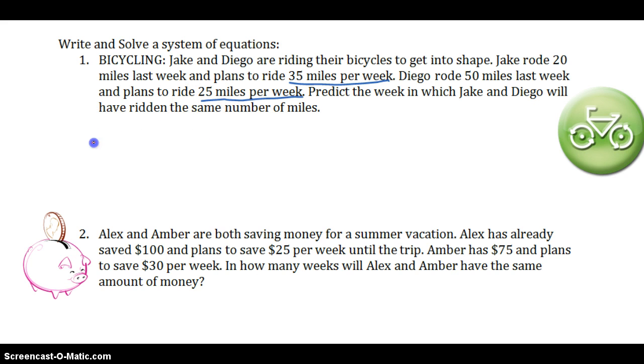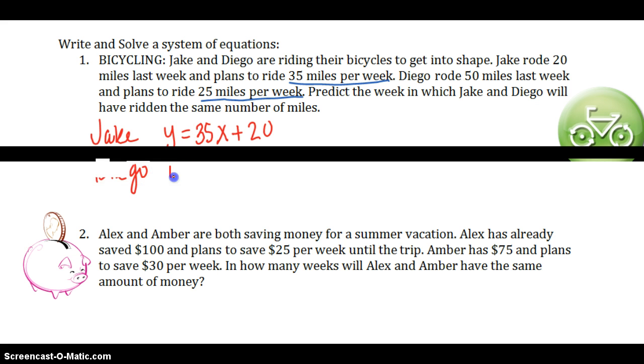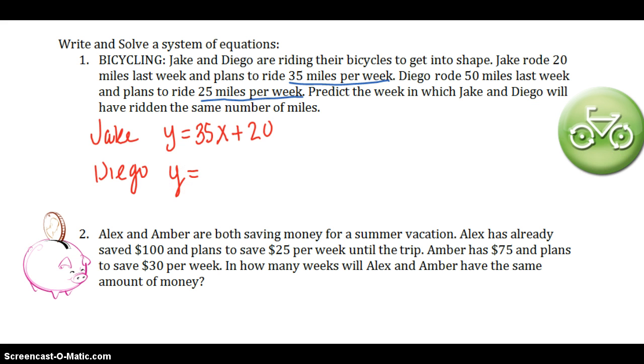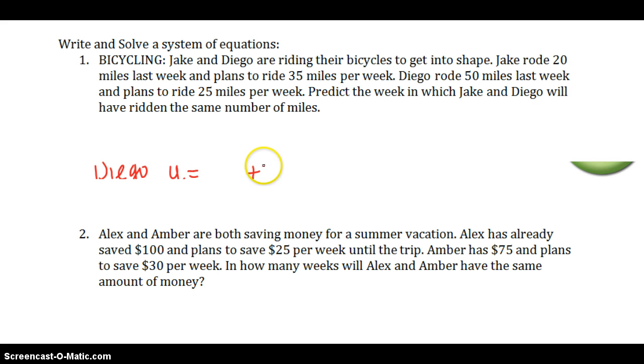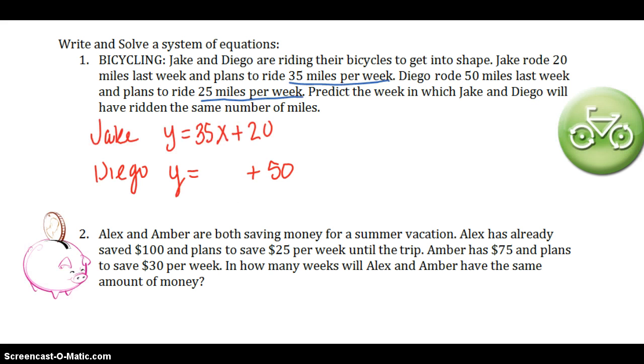So here we go. We'll start with Jake. It said for him that he already went 20 and then he's going to try to ride 35 per week. So we'll let each week be our x, and y will be his total number of miles. And then for Diego, y is still his total number of miles. And he has already traveled 50 miles, and he is going to try to go 25 miles per week. So here are our two equations.